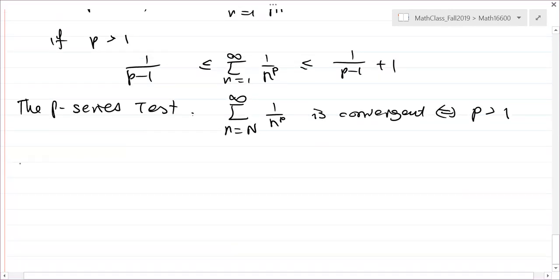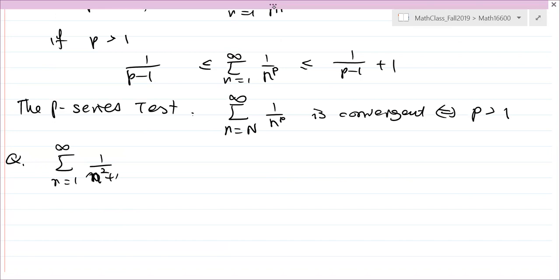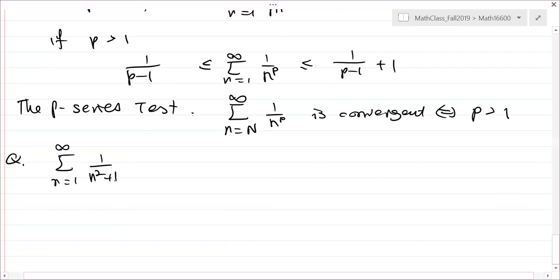So let's take a look at the next problem. How about this series, 1 over n squared plus 1? I think this series is convergent. Why? This is almost equal to 1 over n squared. Later on, we're going to study the comparison test, so let me show you the idea of a comparison test, because it is pretty obvious.